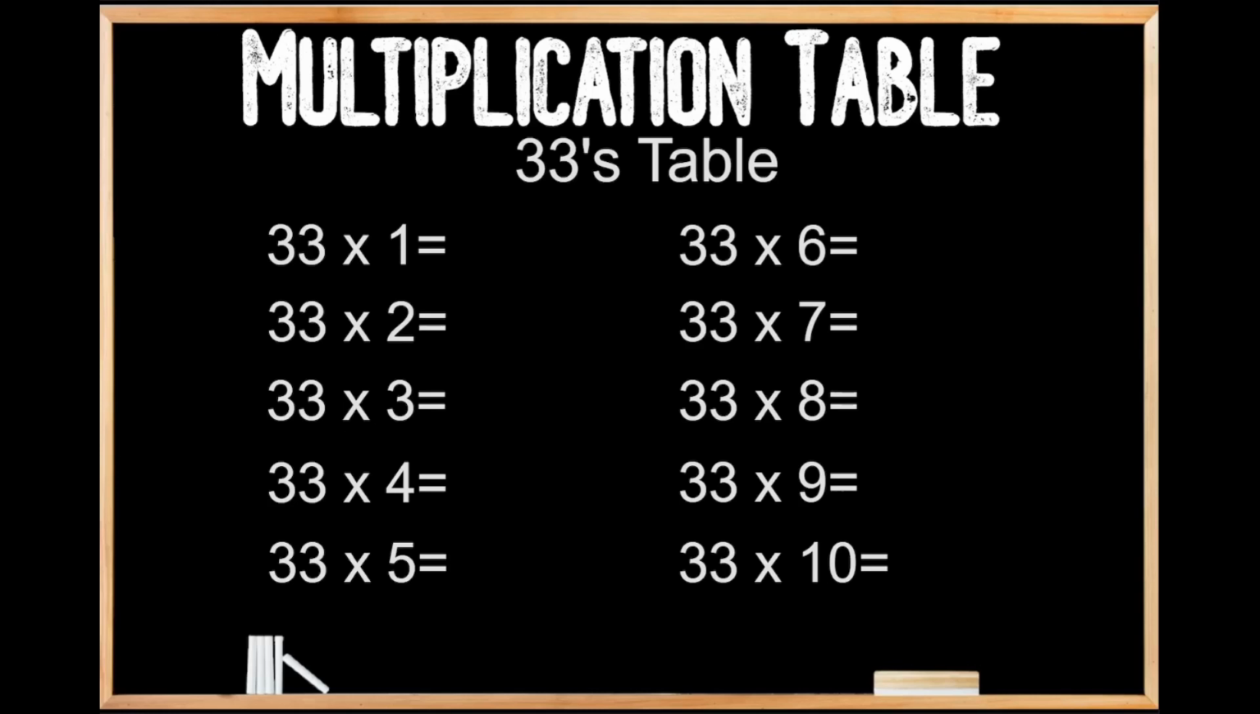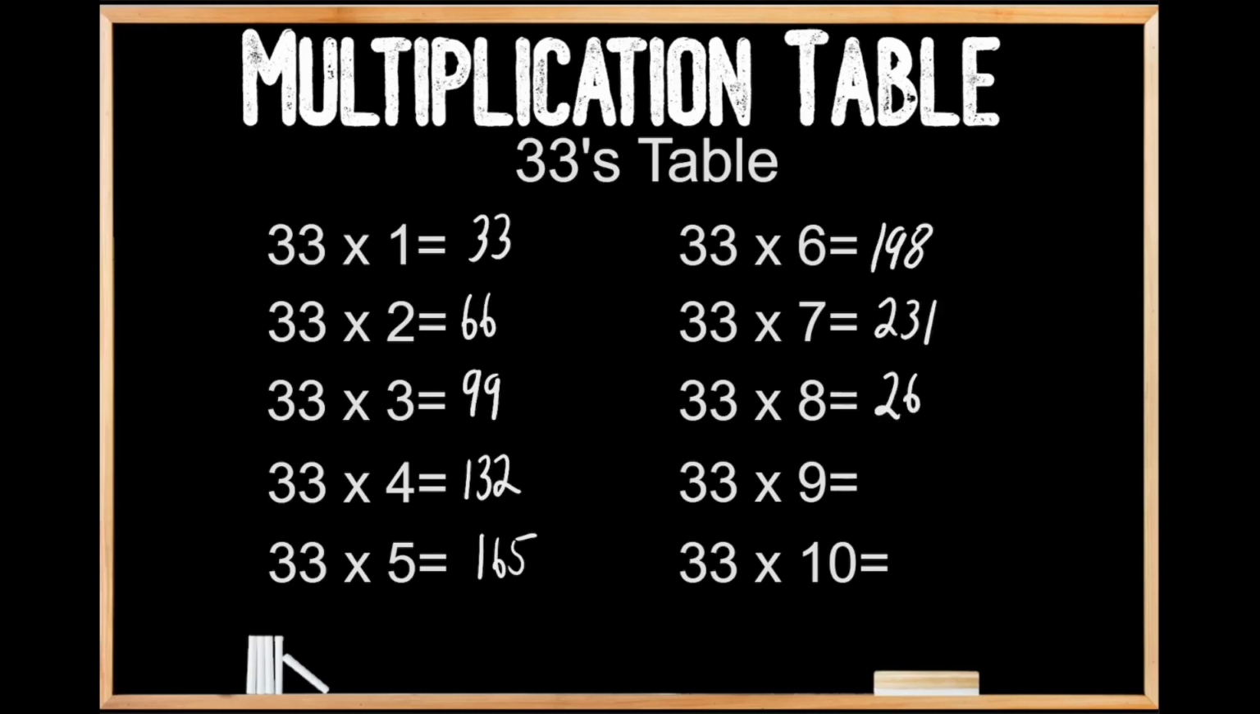33's table. 33 times 1 is 33. 33 times 2 is 66. 33 times 3 is 99. 33 times 4 is 132. 33 times 5 is 165. 33 times 6 is 198. 33 times 7 is 231. 33 times 8 is 264. 33 times 9 is 297. And 33 times 10 is 330.